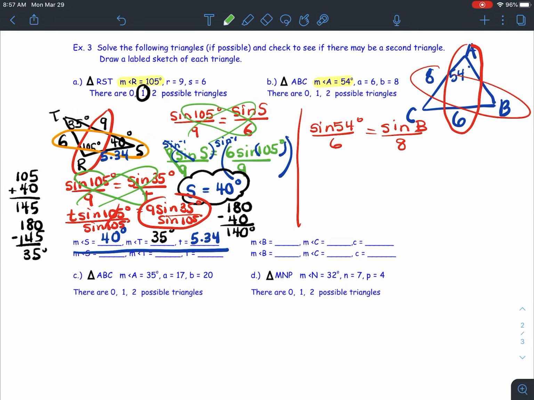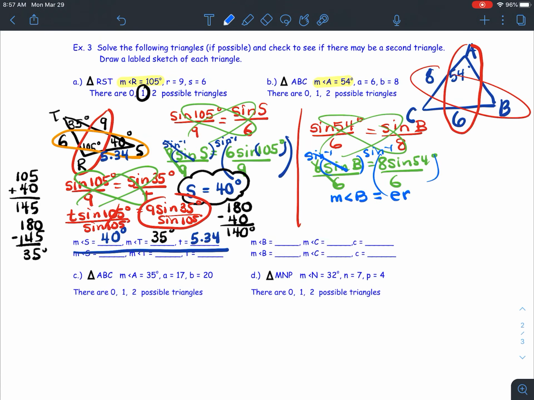Okay, I'm going to go ahead and cross multiply. I'm going to divide by 6, and then because I'm solving for an angle, I'm doing inverse sine of both sides. Okay, I'm typing into my calculator inverse sine of 8 sine 54 divided by 6. This gives me the measurement of angle B to be, okay, now I'd like for you to type this in. Please try typing this right here into your calculator. You should see an error message.